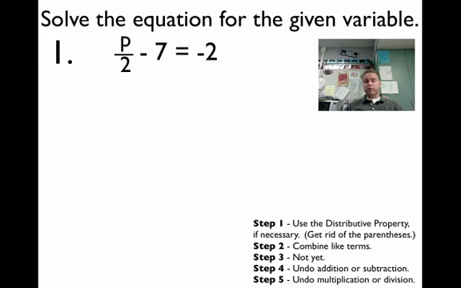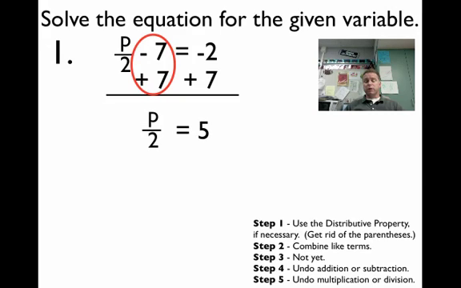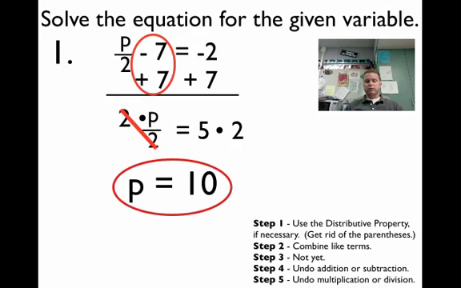That brings us to step 4. They're subtracting 7, so we add 7 to both sides. Those will zero out. If we have 2 negatives and 7 positives, that's going to give us a positive 5. Step 5, they're dividing by 2, so we multiply both sides by 2. And that will cancel out, and we get p is equal to 10.